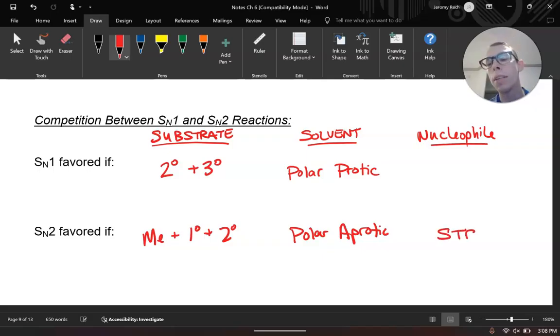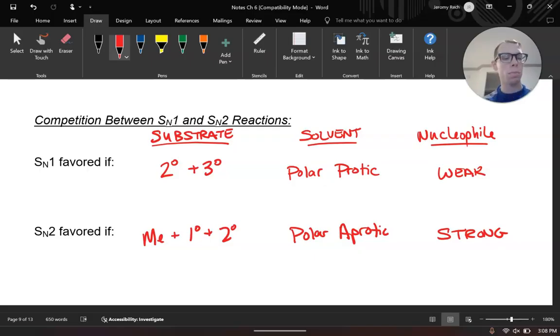SN2 really wants to have a strong nucleophile. SN1 doesn't really matter. So if you're trying to promote an SN1, typically you would think about giving it a weaker nucleophile because you cannot get any SN2. The last thing that we talked about was the idea of your leaving group, and all of them need good leaving groups. So there's really nothing to add there other than a really quick reminder that alcohols are not good leaving groups.